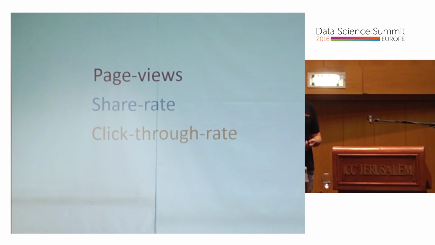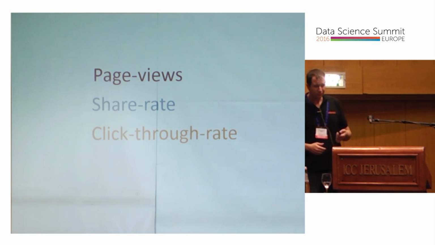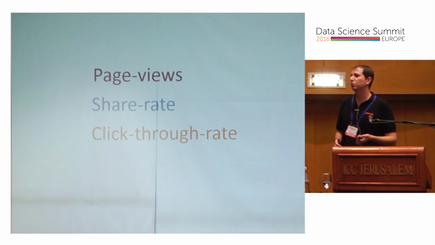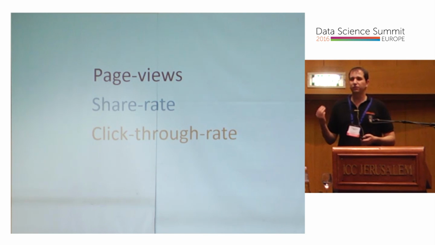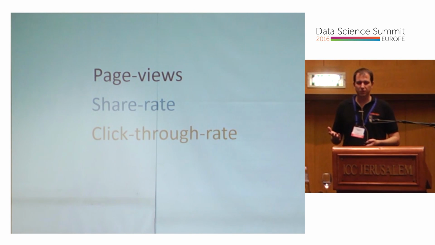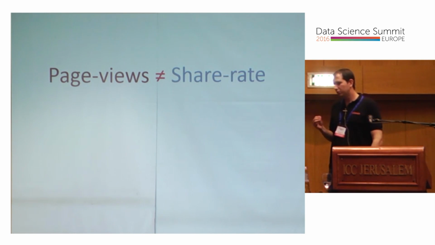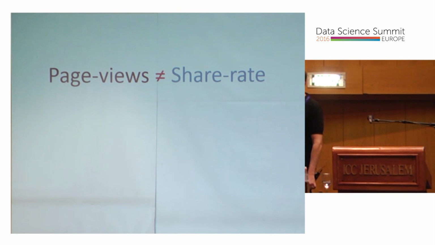So that is data that you can easily access. And finally, we measured the click-through rate on the Outbrain widget for every article. These were the 3 metrics that we focused on. The first thing that we saw was that page views, the rank or the relative page views that an article receives, is entirely uncorrelated to share rates. There's no relationship between those two.